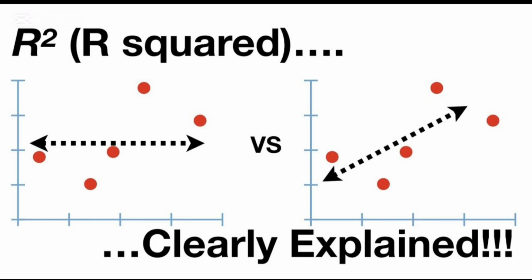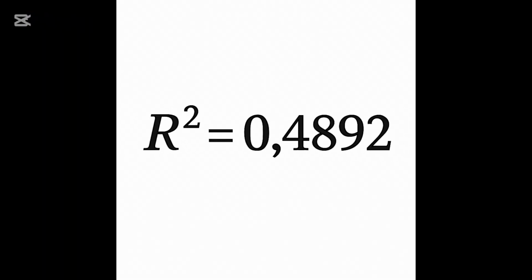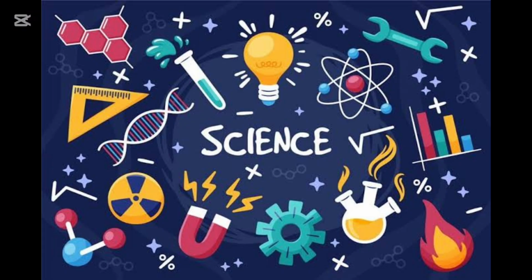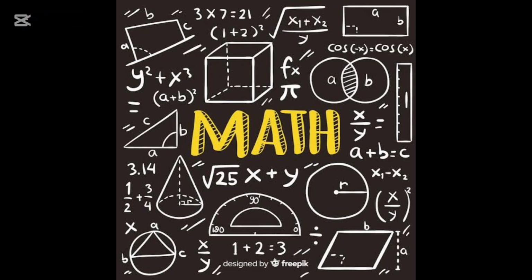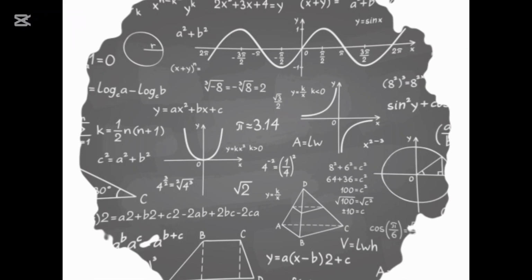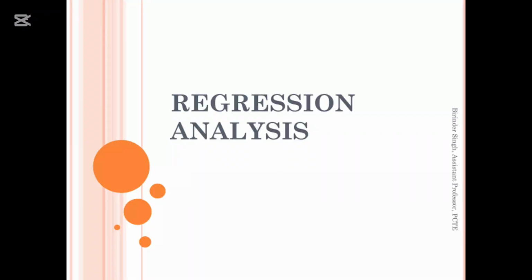The R squared value is 0.4892. This means that 48.92% of the variation in science score is explained by math, female, social studies, and reading. This shows that the model has moderate explanatory power.